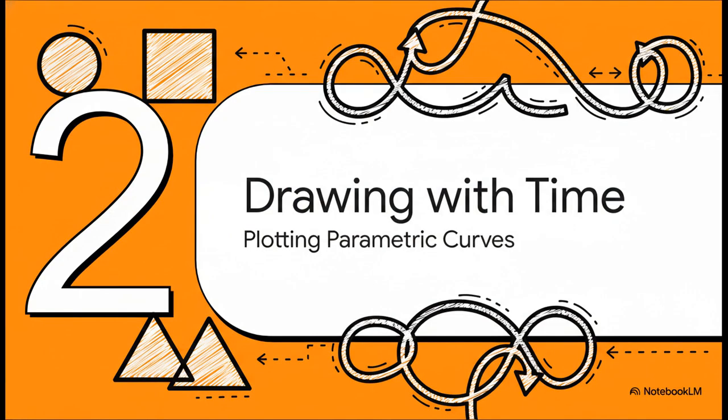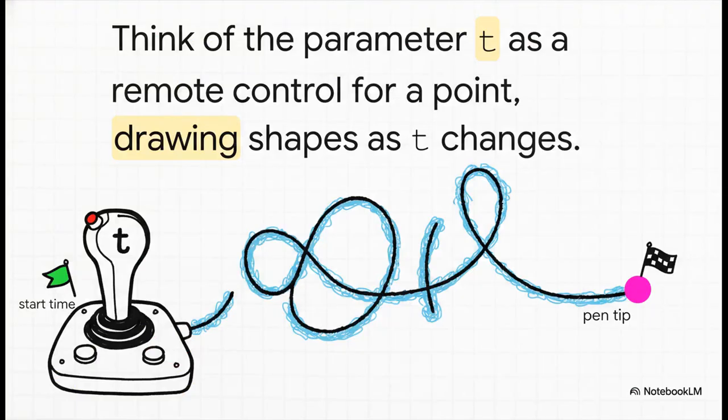Okay, so enough with the theory. Let's actually put this into practice. We're going to use this idea of time as a parameter to start drawing some shapes. I want you to picture this parameter t as like a remote control or a joystick for a single point on a screen. You just tell it the start time and the end time, and boom, the parametric equations just draw the whole path for you.